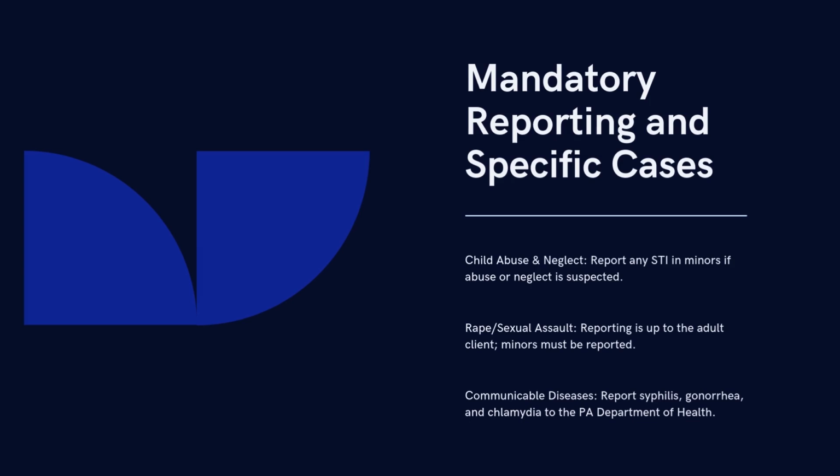And while most STI-related information is confidential, there are specific instances where mandated reporting laws come into play. If an STI is detected in a minor and there's reasonable suspicion that the infection resulted from abuse or neglect, we are legally required to report this under the Child Protective Services Law. Even if the information was shared confidentially during treatment, our duty to protect the child overrides confidentiality rules.